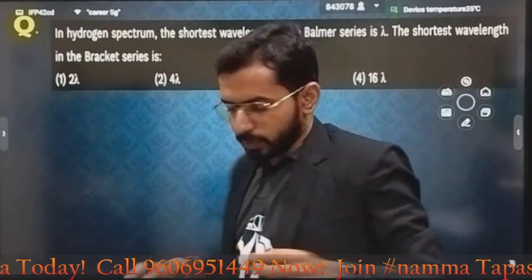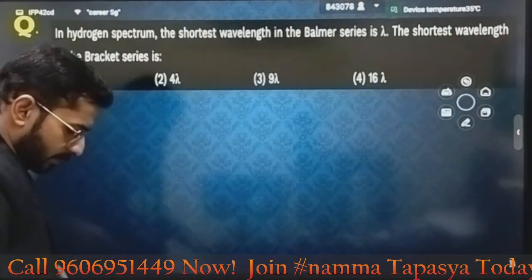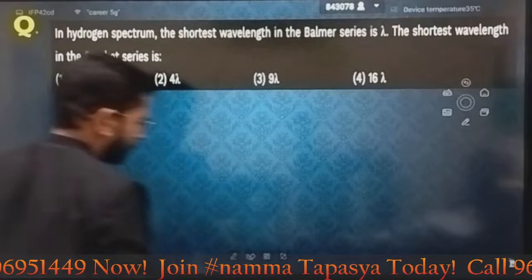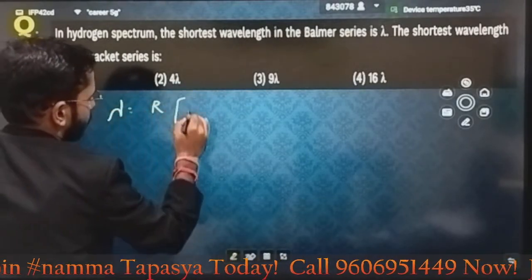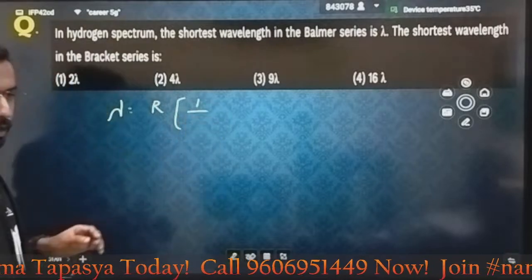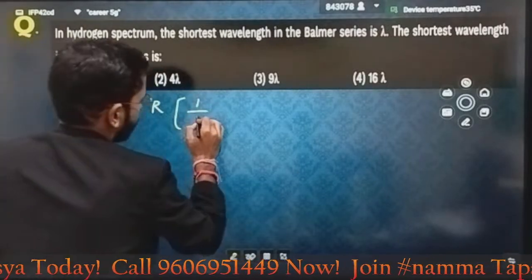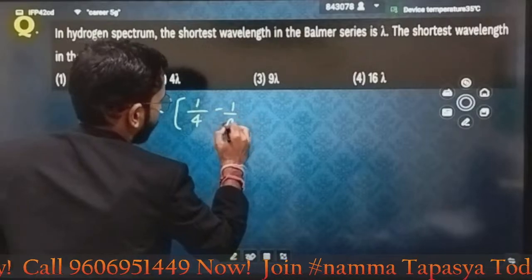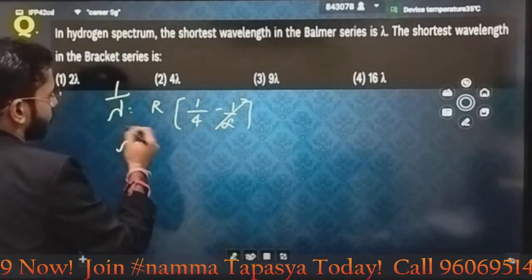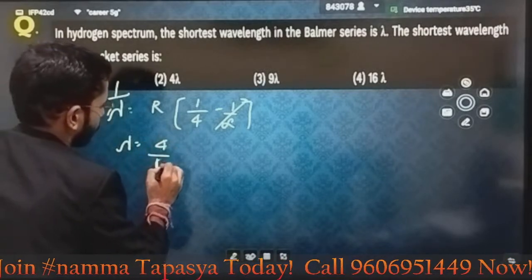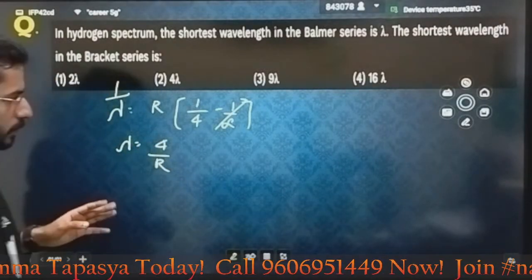So firstly, let's define lambda. If I have to define lambda by my ECM function, 1 by lambda equals R Z square, taking Z as common, 1 by 2 square, that is 4, minus 1 by infinity. So lambda will be equals to 4 by R. Correct? This is for Balmer series.